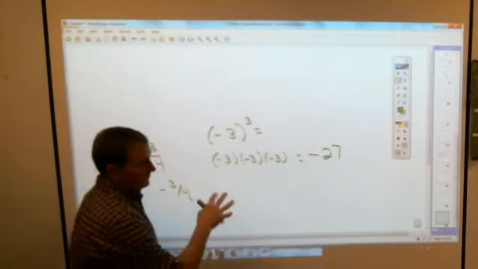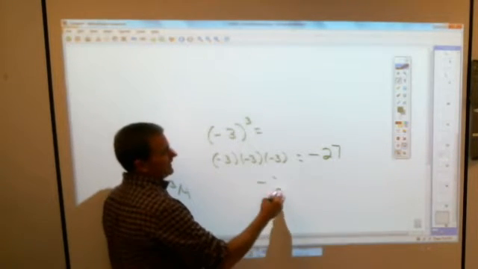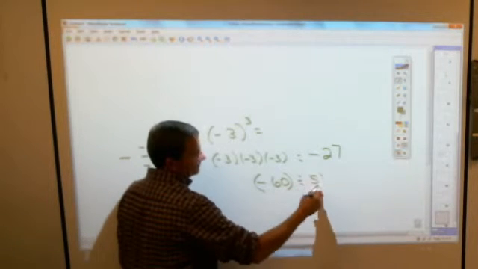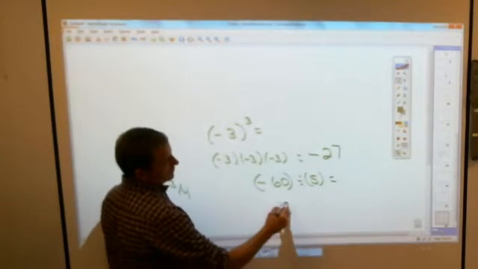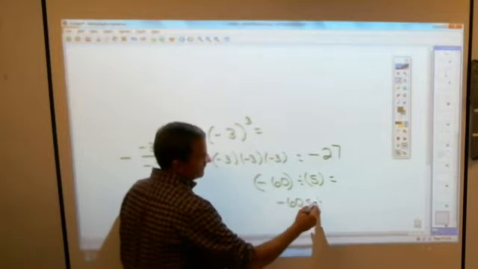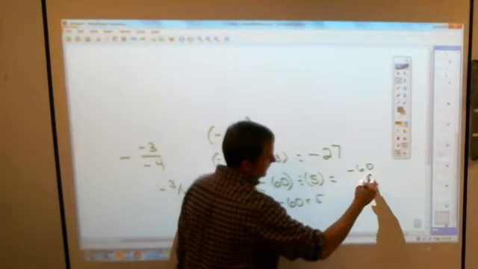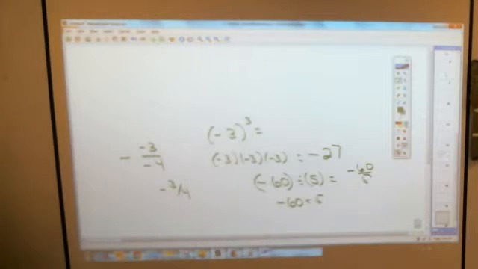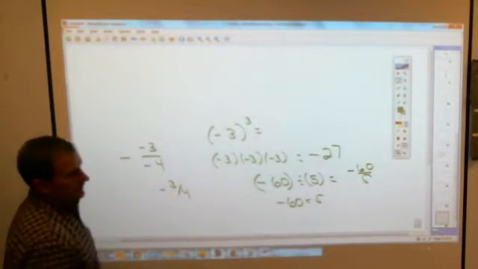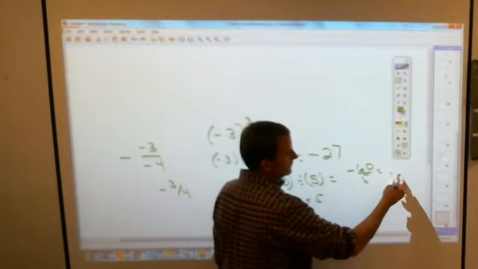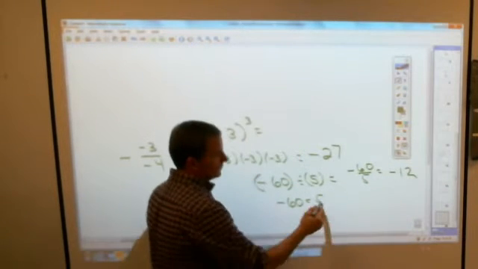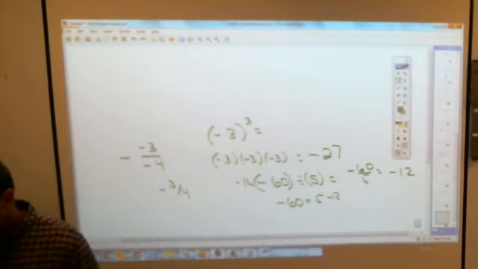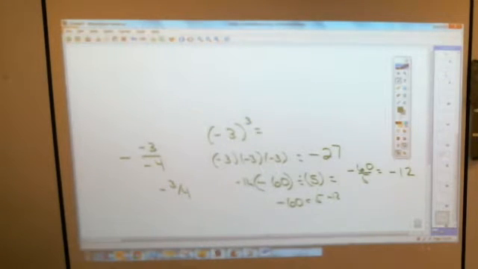And by the way, this is the same as for division. If you have a negative 60 divided by 5, by the way, you don't need those parentheses. Negative 60 divided by 5, it's all the same. My answer is going to be positive or negative? Negative. One negative. Negative what? Negative 12. Negative 12.